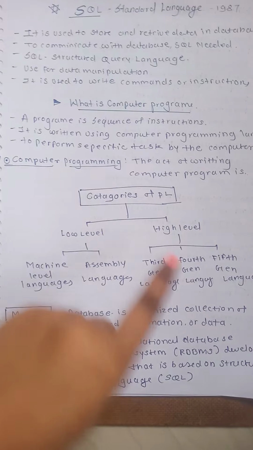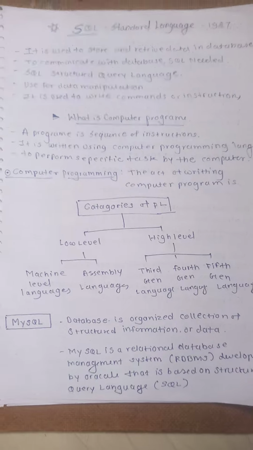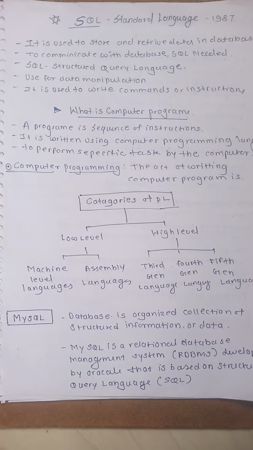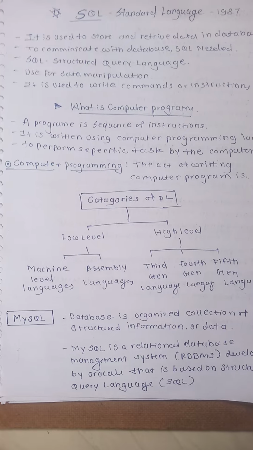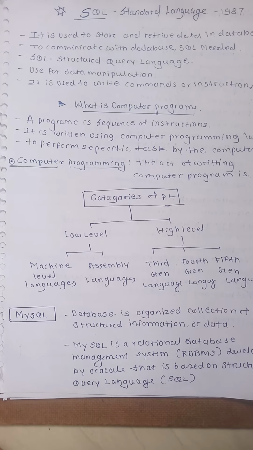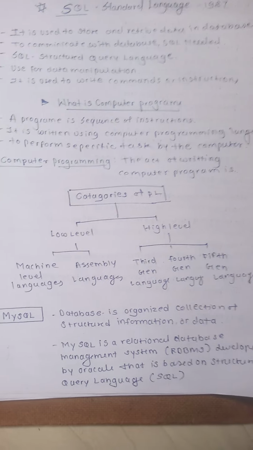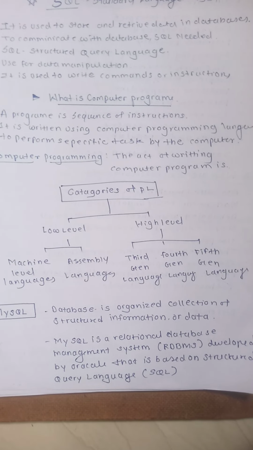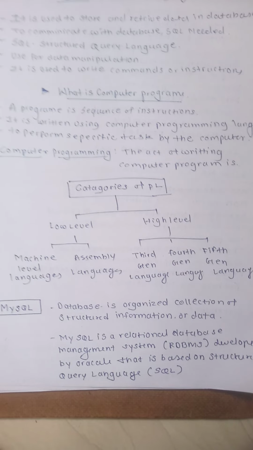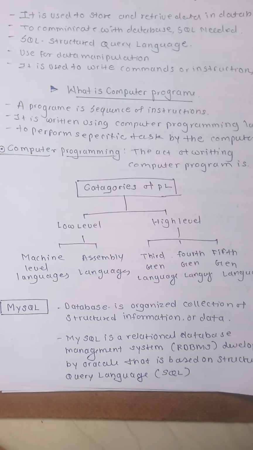And here are the categories of PL, that is, programming languages. As we know, low level and high level are the categories of programming language. In low level we get machine level languages and assembly languages. In high level we get third generation, fourth generation and fifth generation languages. You can explore more about the high level languages on the internet also.